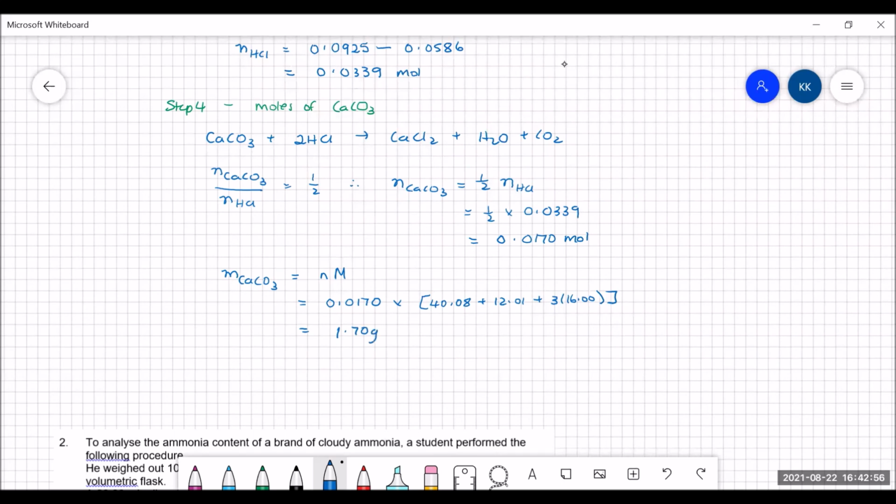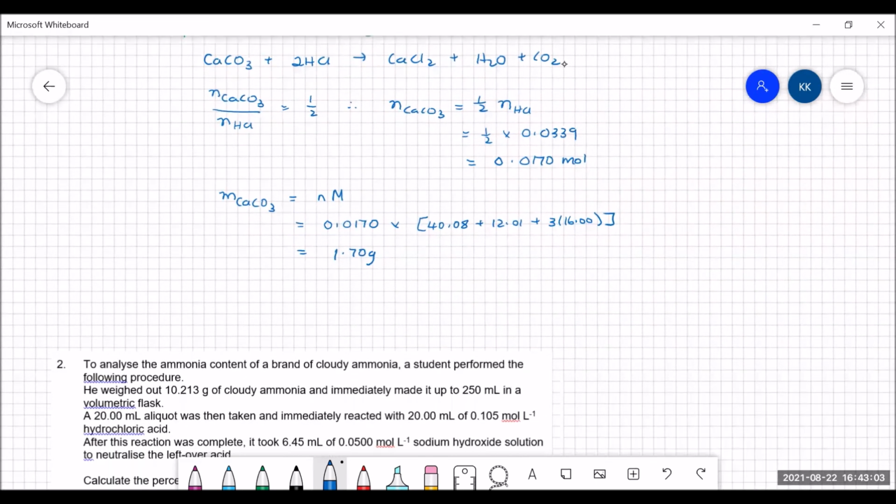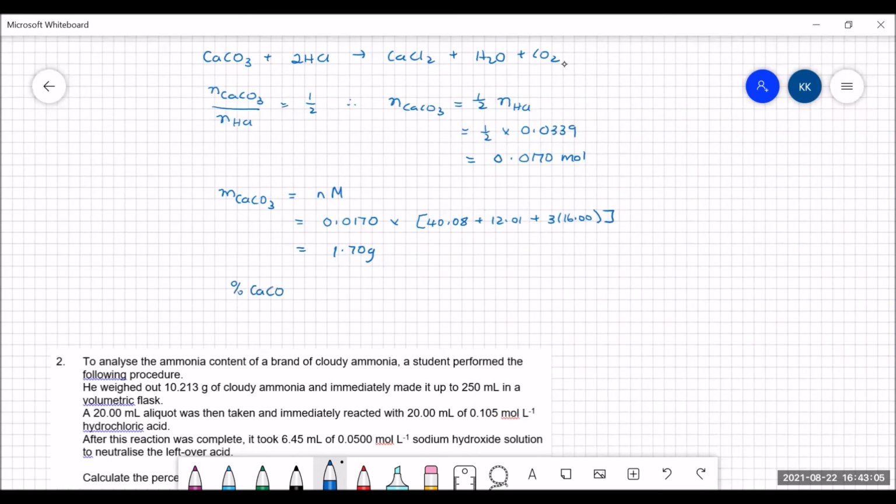And you might think, yes, we're done, but we weren't asked for the mass of calcium carbonate, we were asked for the percentage. So we've got one more step to go. The percentage of calcium carbonate in that limestone is the mass of calcium carbonate over the mass of the limestone sample, which was 2.00 grams, times 100. And that gives us 84.9%. So there you have it. These are quite involved questions. They would be worth a lot of marks in an exam.